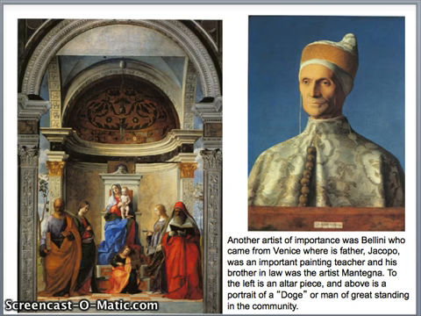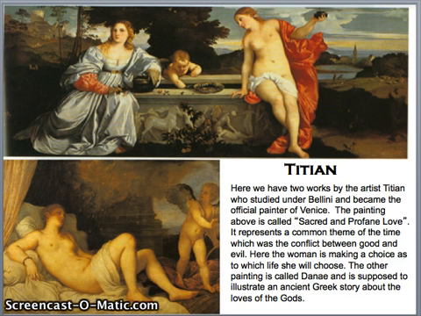Venice. Now, his brother-in-law was the artist Mantegna, who we looked at last week. And Mantegna was the guy who did all the foreshortening. So another Venetian artist who studied with Bellini was Titian. And Titian is a very important artist. You see, he has these sort of romantic, stylized figures.